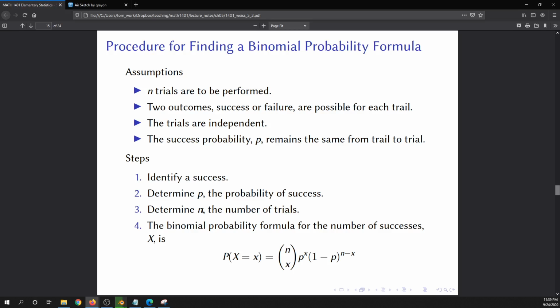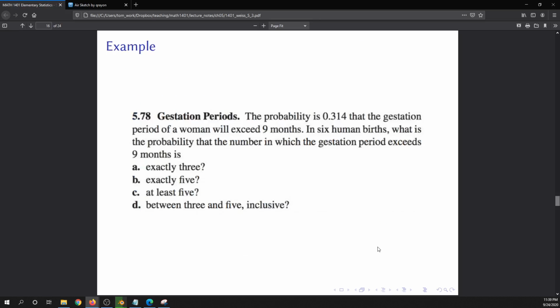All right, next up is determine the number of trials. That would be n. And so n and p would go in these places in the formula, and then to calculate the probability, what you would do is plug in the value for x that you need. Okay. All right. So I think we are ready to start working these problems.